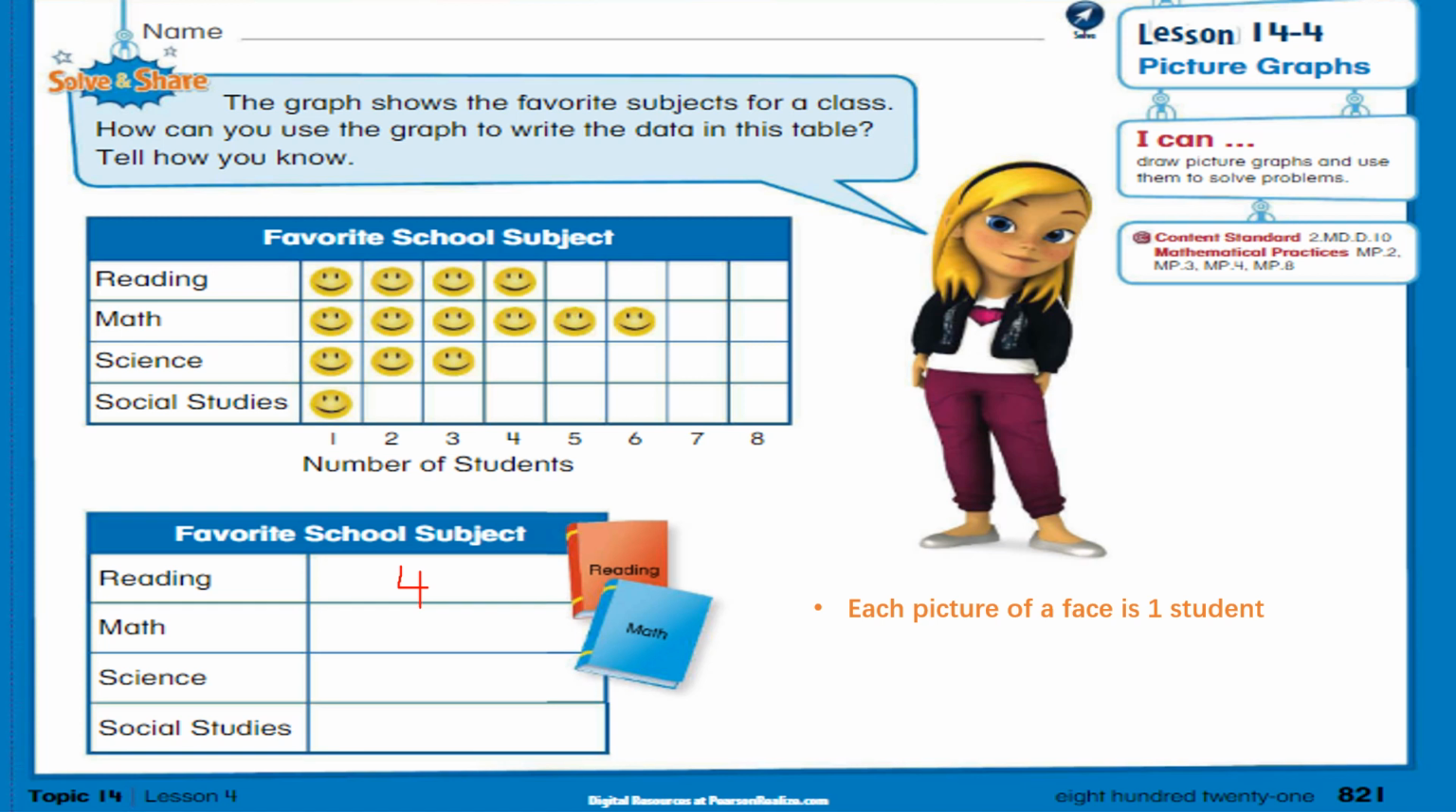Okay, now it's about math. So quickly look in the graph and tell me how many students like math.